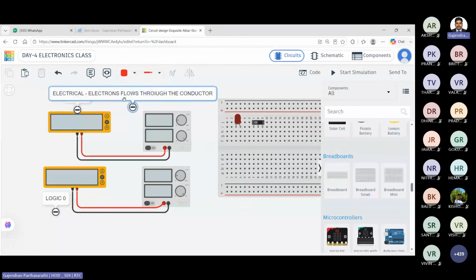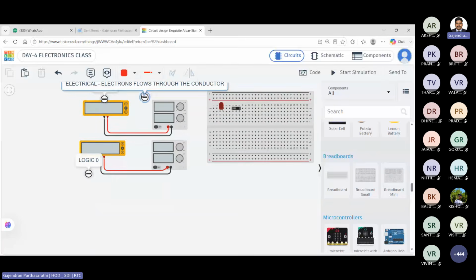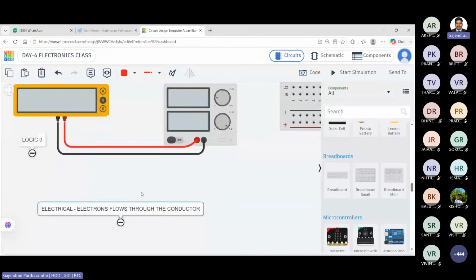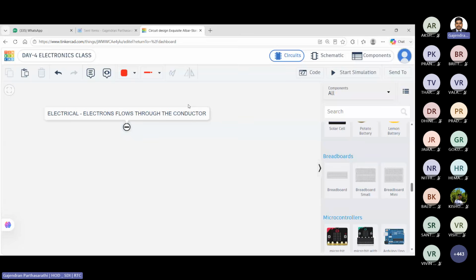Electrical means electrons flow through the conductor. And what is electronics? Any idea? In your school days, you studied different types of materials, conductor, insulator. Electrons flowing through the conductor is electrical. Any guess? Very good, Sanjay. Please take down the definition. Sanjay already revealed the answer.